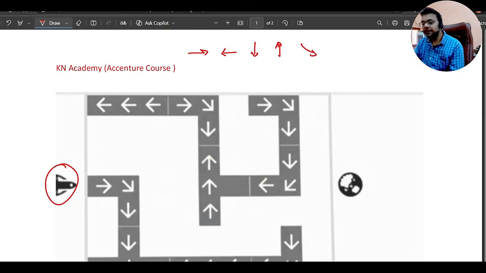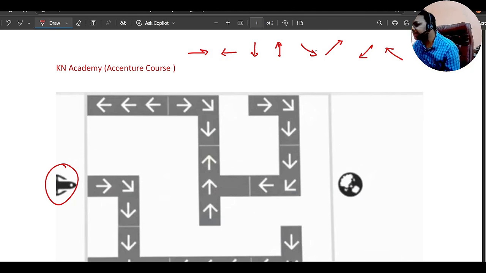This arrow means we are moving from up to down. This arrow, we are moving from down to up. This arrow, we are moving from up to down, and we are moving from down to up.